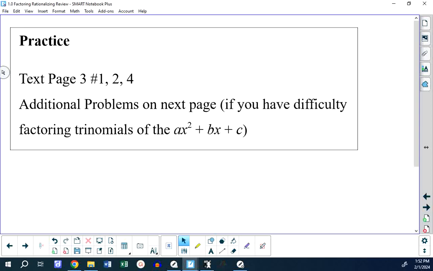All right, good afternoon, everyone. Let's take a look at your work from yesterday dealing with review and extension of your factoring skills.